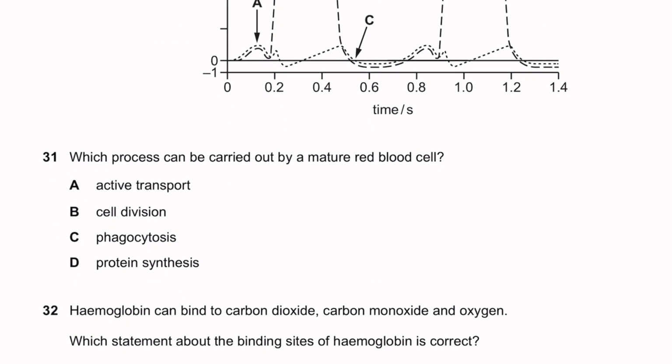Okay, which process can be carried out by a mature blood cell? A mature blood cell can carry out active transport, cell division, phagocytosis, or protein synthesis. Okay, it cannot carry out phagocytosis. Neither can it carry out cell division because it does not have a nucleus in this case. It's not a phagocyte. Active transport, yes, it can do that. Protein synthesis: it does not have a nucleus again, so it cannot do that because protein synthesis requires transcription.